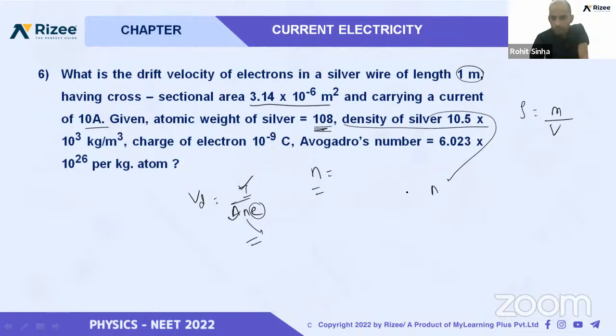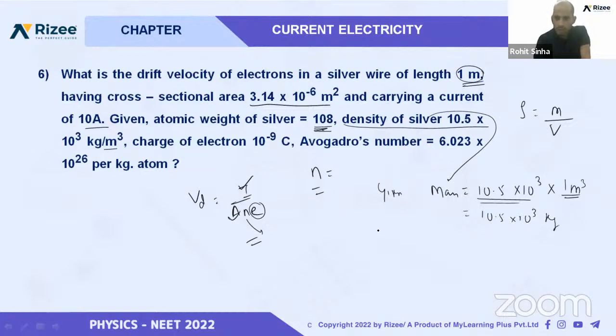So mass is equal to density into volume. Density is 10.5 into 10 to the power 3, multiplied by volume. You can see this is for 1 meter length, so for 1 meter cube, this much density. So mass will be this much.